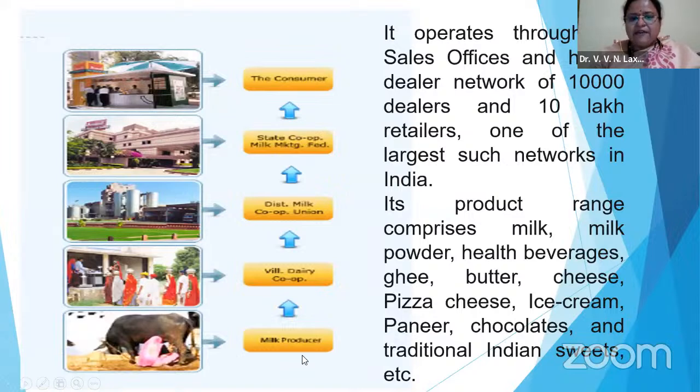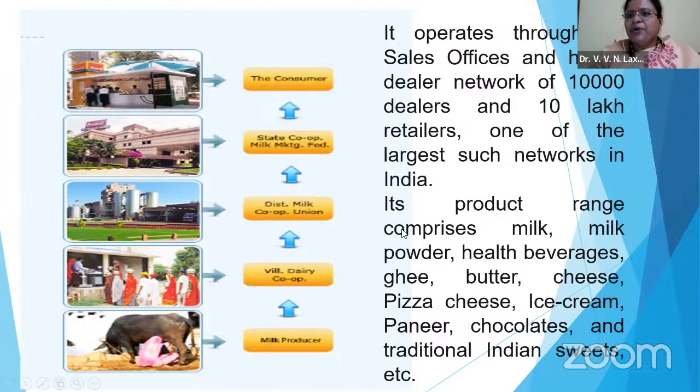So you could see we have milk producers at the supply level of the chain. Then we have village dairy cooperatives who collect the milk from the milk producers. Then we have the district milk cooperative unions who establish the manufacturing units, or you can call them production plants, which convert the raw material, that is the milk, into various milk and milk products. Then we have the State Cooperative Milk Marketing Federation, which is like a corporate head office, which looks into all the aspects of the business and sees to it that the product reaches the consumer.